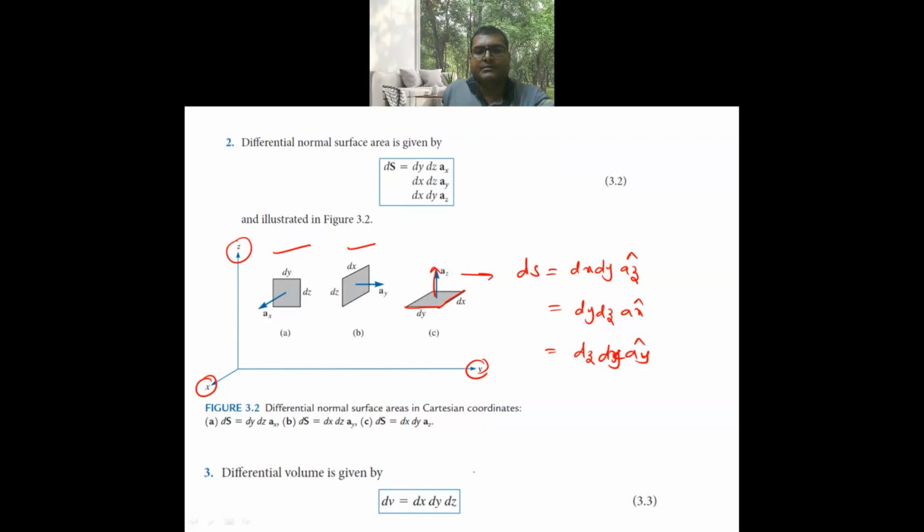And for differential volume, dv is equal to dx dy dz. It is a scalar quantity.